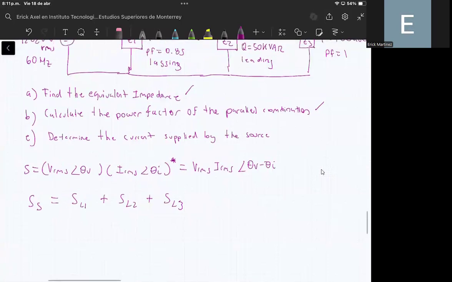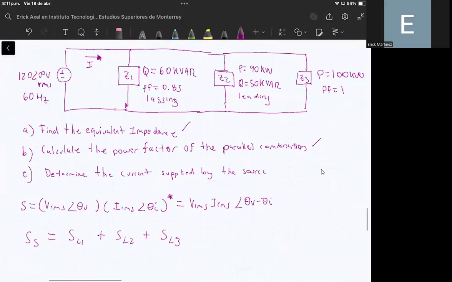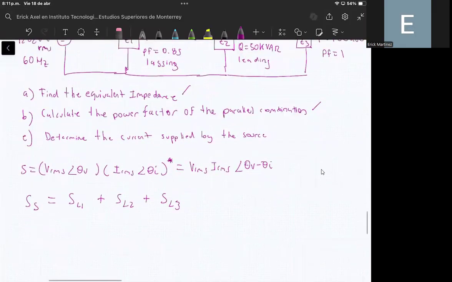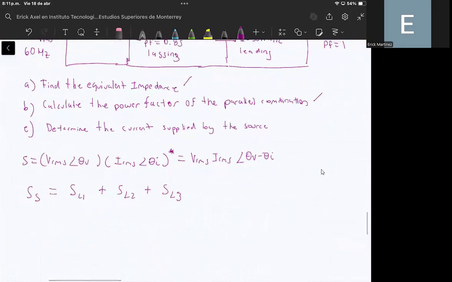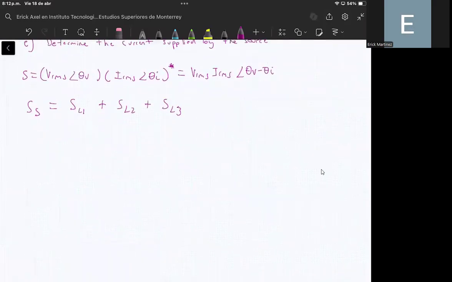So the idea is that we can compute the complex power of the first load, the second load, and the third load. We can combine the three in order to obtain the complex power of the source. Based on that complex power, we can compute the power factor, and also we can use that complex power to find the value of the current provided by the source. So this is the approach. First, we need to compute the complex power of the first load, S L1. We want to know this value.